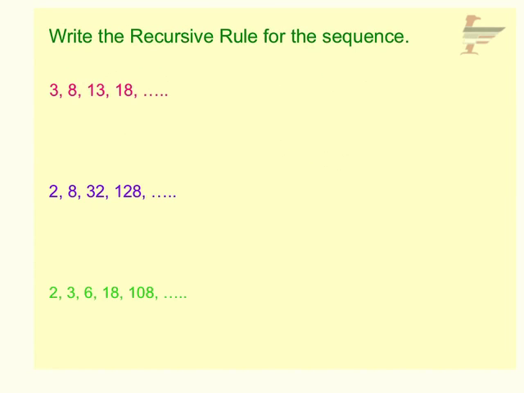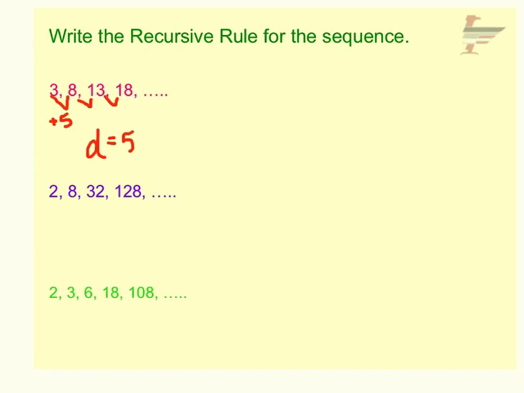This last slide just has us go through writing the recursive rule for a sequence. So first thing you have to identify is what type of sequence is it? Is it arithmetic, is it geometric, or is there some other pattern happening? So if you start with a 3 and then you go up to 8, 13, 18, we can see that we are increasing by adding 5 each time. So that makes this arithmetic, which means it has that common difference of 5.